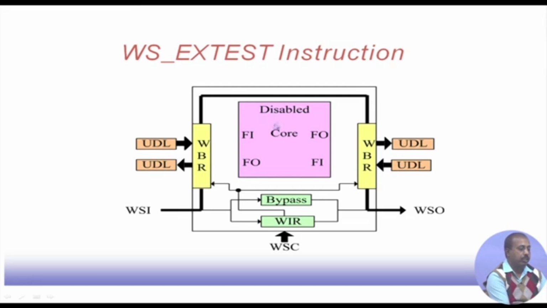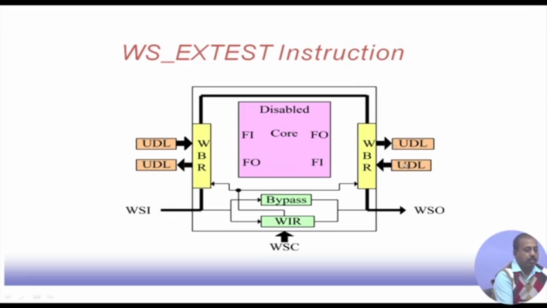So, the core operation is disabled. It is not affected by the changes in the WBR register, but this can be used for testing the UDL. Similarly, if I have many UDLs like this, maybe these two constitute one UDL and these two constitute another UDL. From one bypass register we can feed the input to one UDL, and get the output of that UDL onto this boundary scan register.